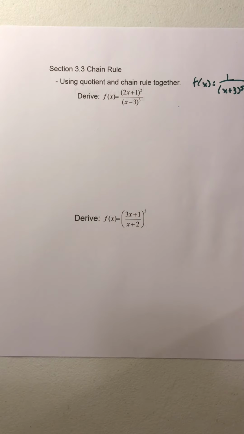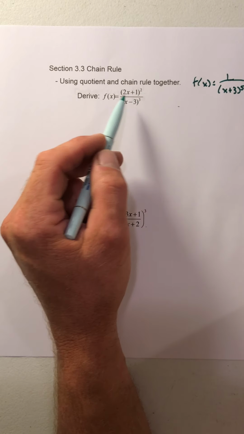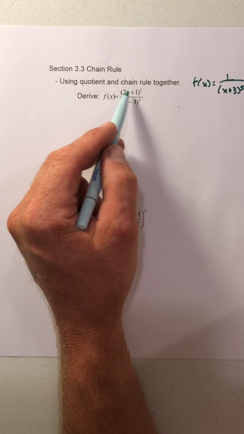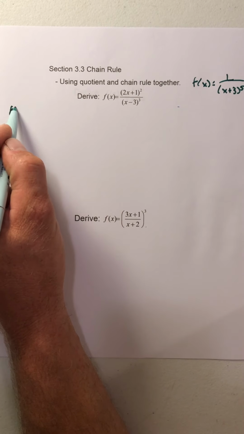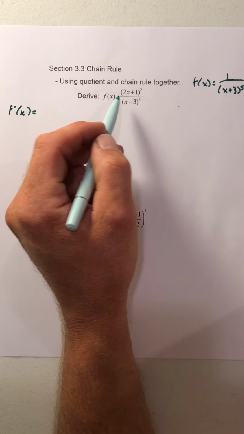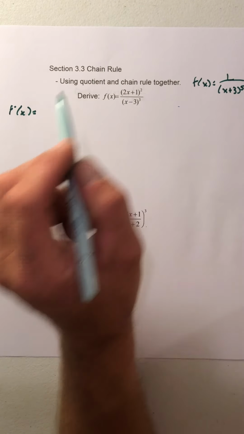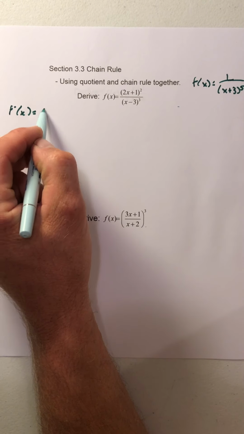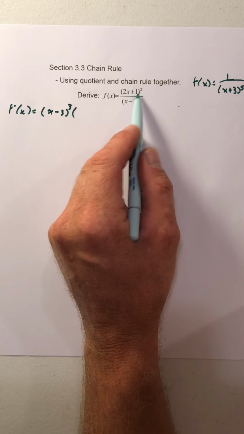So personally, whenever I have variables in the numerator and denominator to exponents, I'm going to go ahead and use the quotient rule, but then within the quotient rule, use my chain rule. So let's go ahead and dive into this and see what we've got here. Our derivative, quotient rule, recall, is low d high, less high d low, draw the line, denominator squared we go. So we're going to start with that x minus 3 to the third.